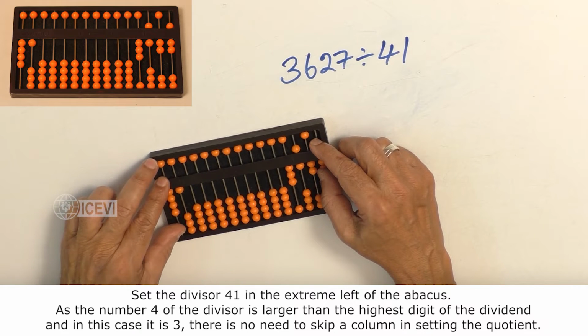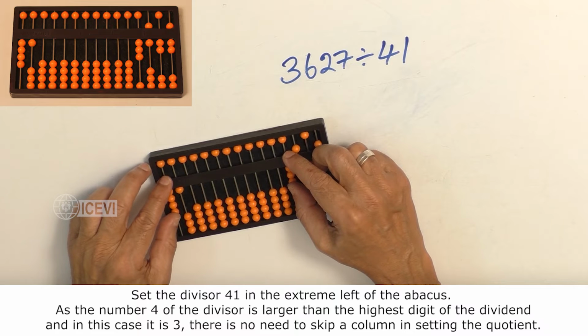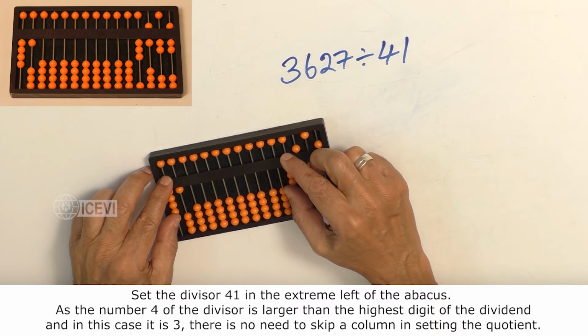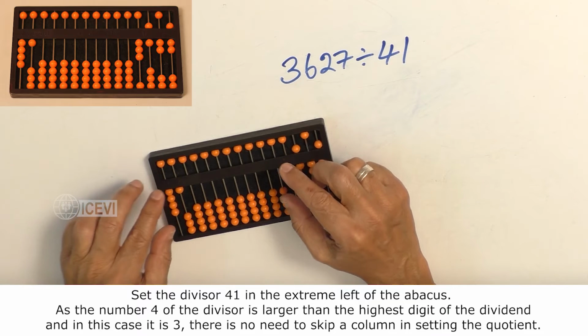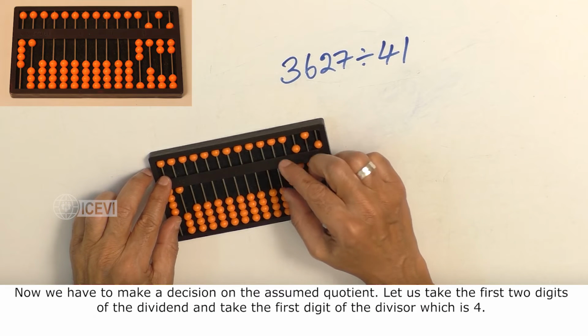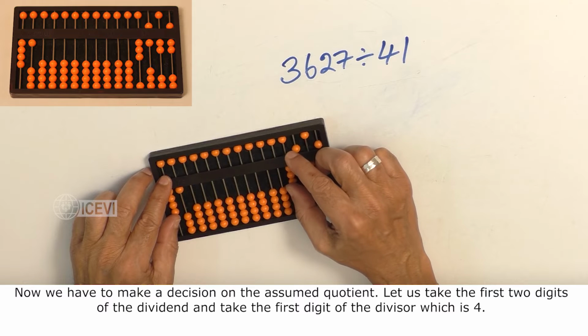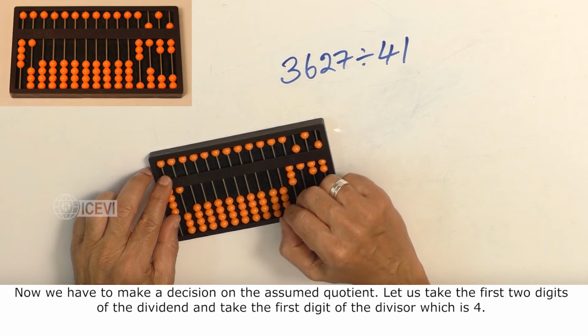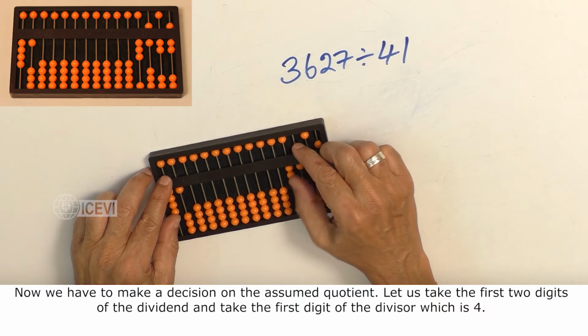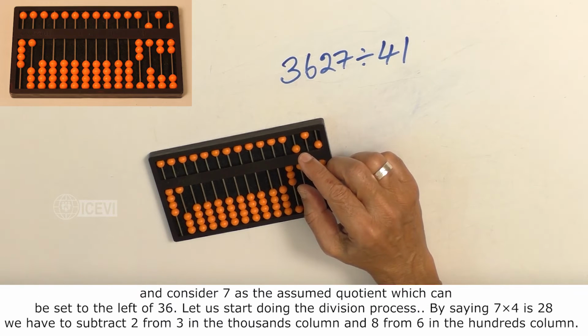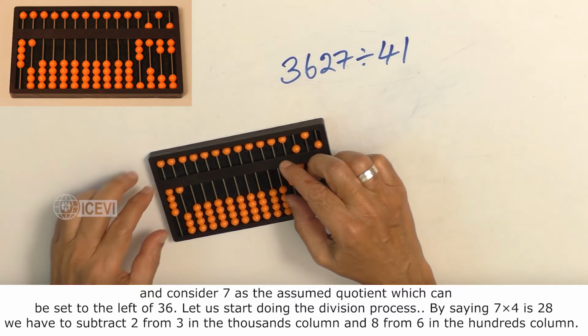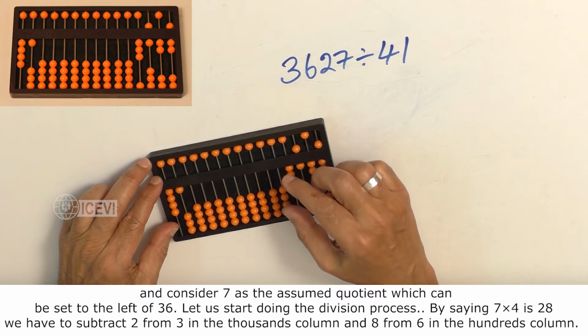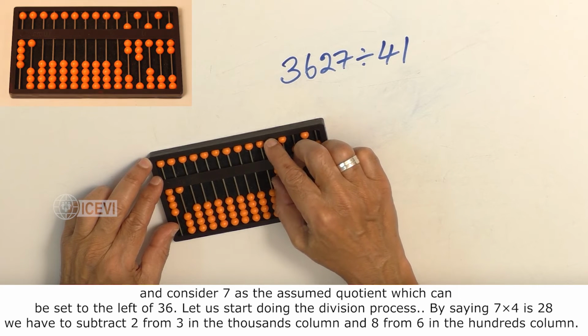As the number 4 of the divisor is larger than the highest digit of the dividend, and in this case it is 3, there is no need to skip a column in setting the quotient. Now we have to make a decision on the assumed quotient. Let us take the first 2 digits of the dividend and the first digit of the divisor, which is 4, and consider 7 as the assumed quotient, which can be set to the left of 36.